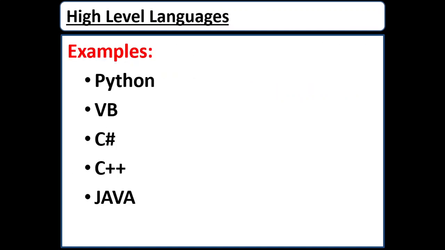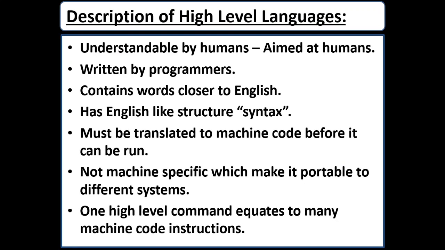High-level language examples are Python, VB, C++, C#, and Java. Now, these high-level languages are easy to understand, so they are understandable by humans because they're made of English syntax. They also have to be translated to ones and zeros in the end for computers to execute. However, they're not machine specific, so they can work on any type of computer.